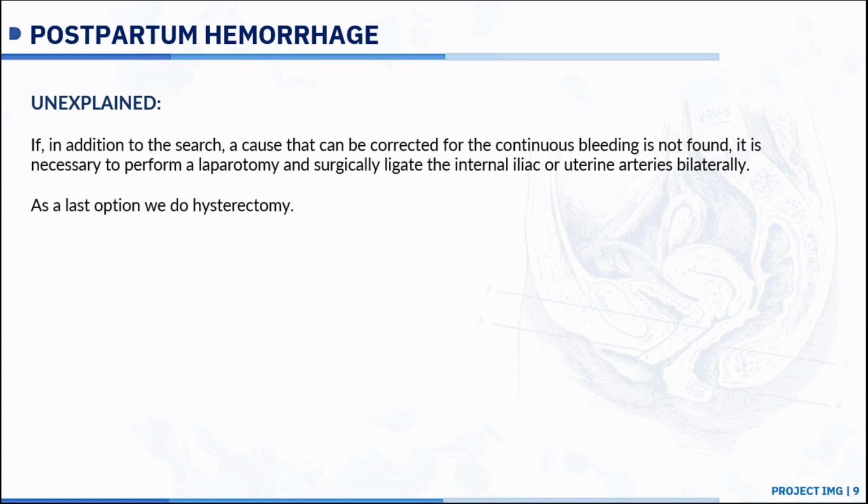We talk about unexplained. If a correctable cause for the continuous bleeding is not found, it is necessary to perform a laparotomy and surgically ligate the internal iliac or uterine arteries bilaterally. As a last option, we do a hysterectomy.